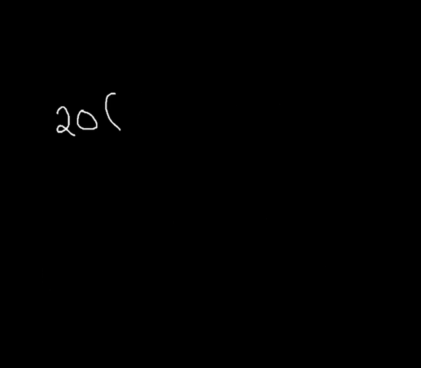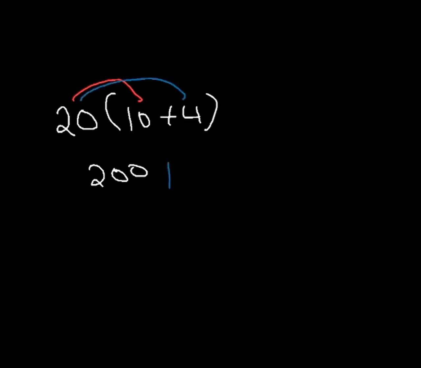Now, another way you could have done this is you could separate the 14 into 10 plus 4. And 20 times 10 is 200. If you have 10 $20 bills, that's $200. And 20 times 4, well, 2 times 4 is 8, so if you add the 0, you get 80. And so this adds to 280.